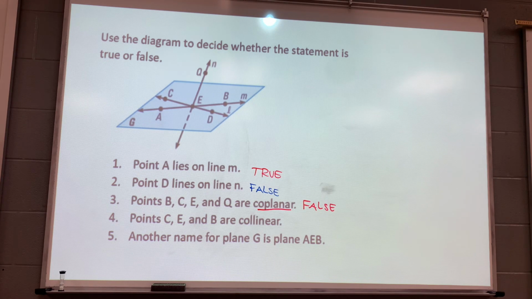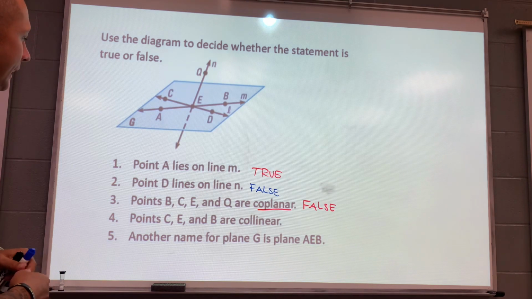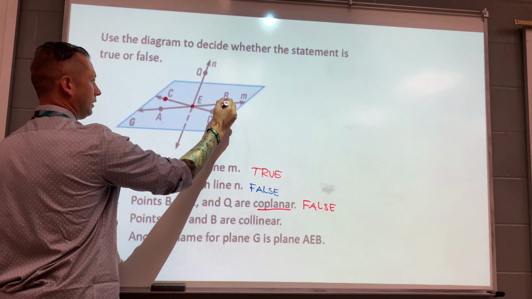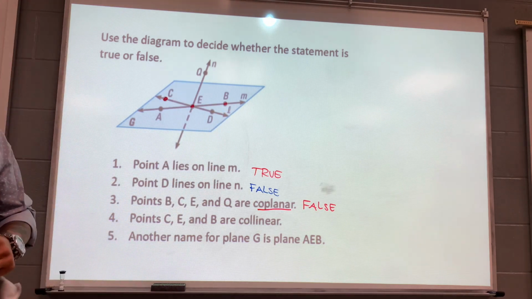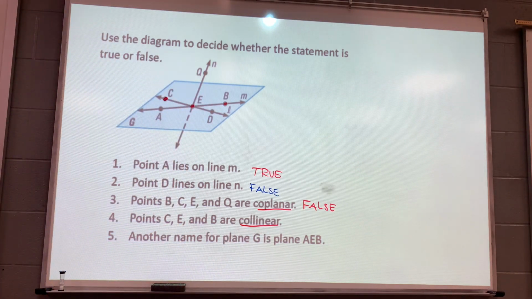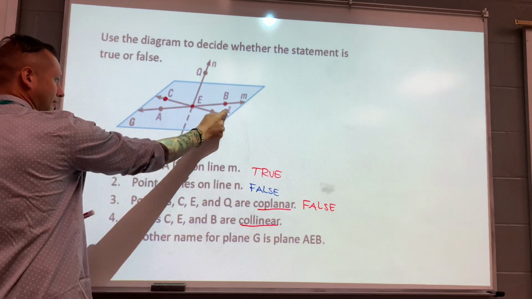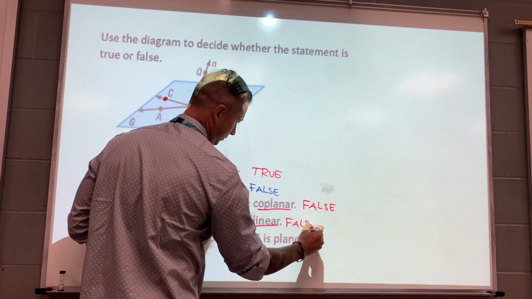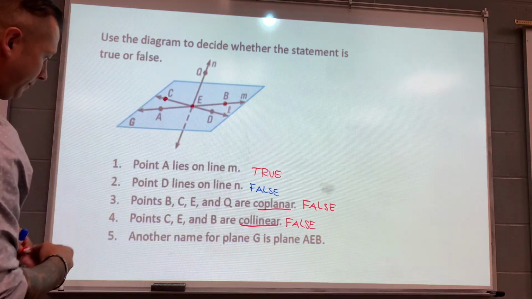Points C, E, and B are collinear. Our definition of collinear says that points are all in the same line. They're not. This is false. They're not collinear.